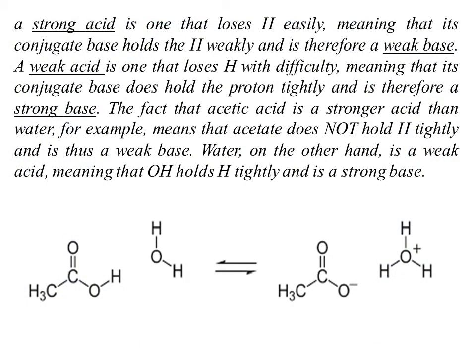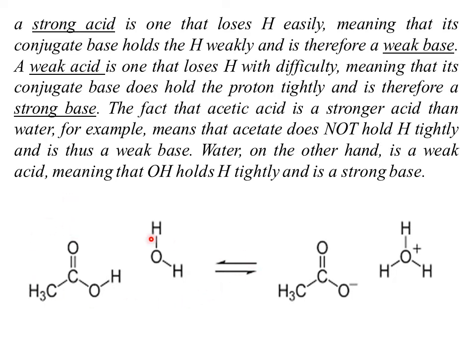To understand the inverse relationship, let us consider what is happening to the acid, particularly hydrogen, in the acid-base reaction. Okay, let us recall that a strong acid is the one that loses hydrogen easily, meaning that its conjugate base holds the hydrogen or the proton weakly, and therefore a weak base. A weak acid is one that loses the proton with difficulty, meaning that its conjugate base holds the proton tightly and is therefore a strong base.